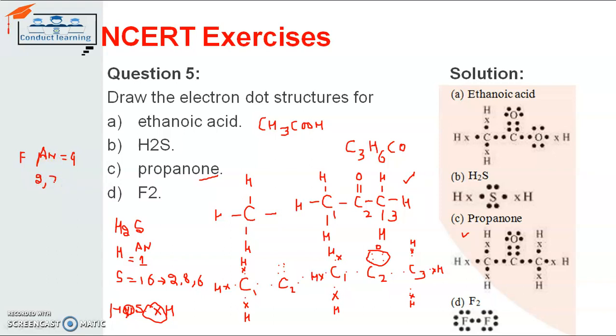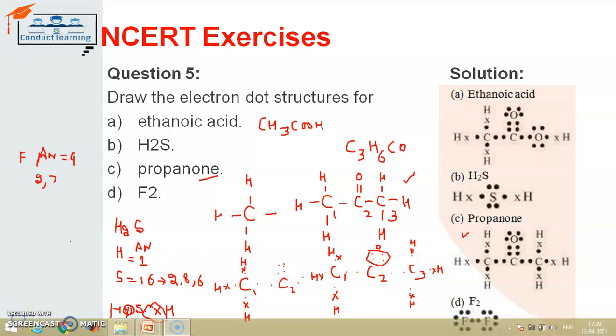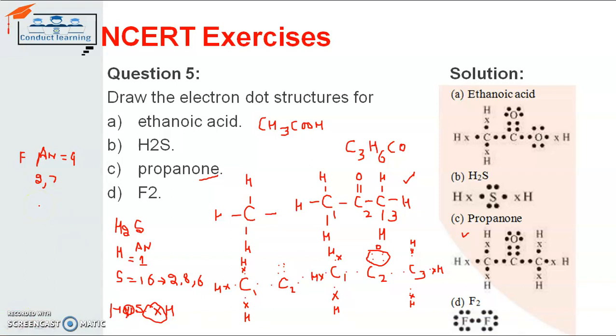So fluorine needs 1 electron to get an octet. That's why the 2 atoms of fluorine will share one electron each with each other, so that's why its electron dot structure will be like that. They will share one electron each to get an octet. So that's why its formula is F2.